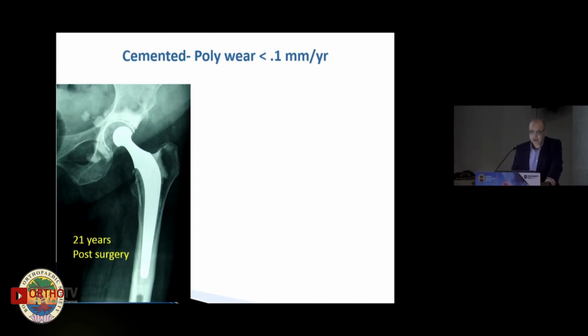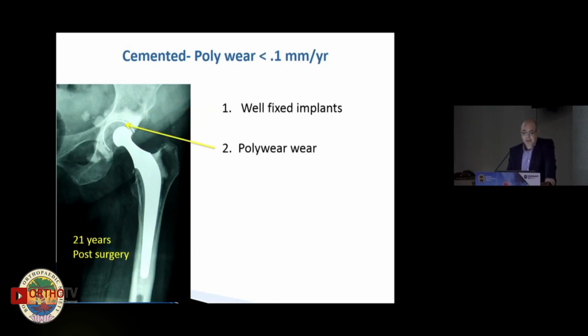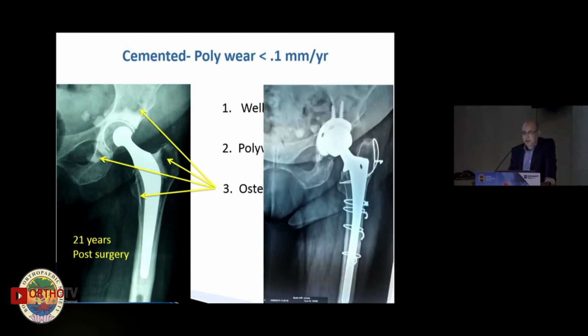And a similar situation 21 years post a cemented hip. Again, you see well-fixed implants, you see polywear, and you see osteolysis. In the cemented cup, usually it occurs around the rim of the cup and in the ischium and along the proximal femur. Because you have a good cement mantle distally, the particles do not go to the tip of the stem. Unfortunately, the answer here is not so simple. Being a cemented cup, you need to do a full revision.